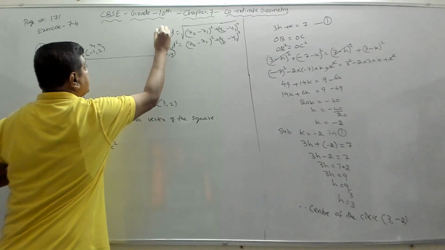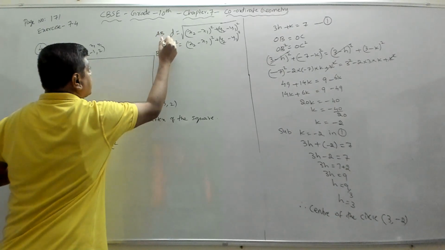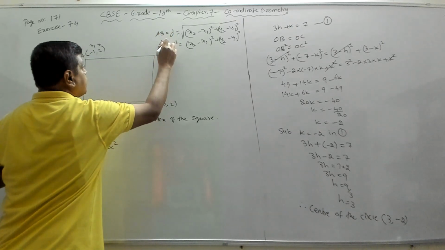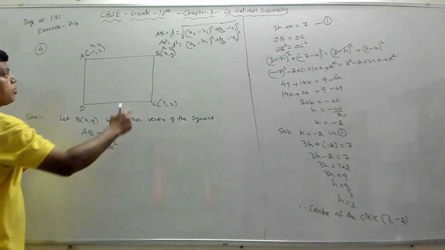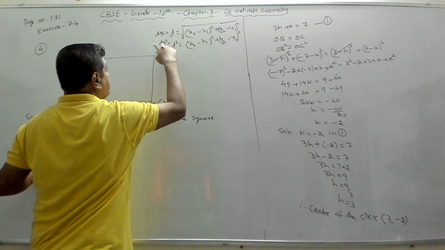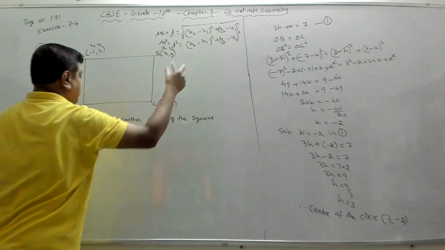If AB is D, then AB square is this, where A and B are the 2 points for which we are finding the distance between. So AB square is D square, which is without the square root. If I write AB, it is with the square root. AB square means without the square root, this formula. That is the distance formula.